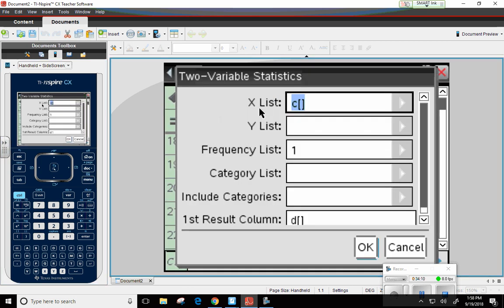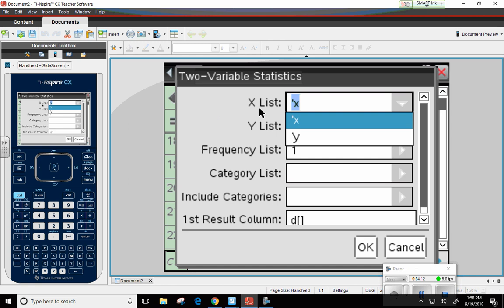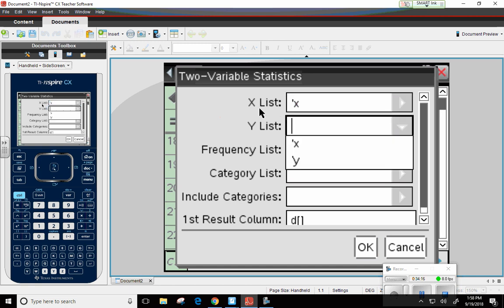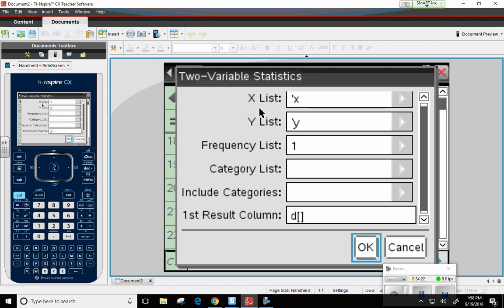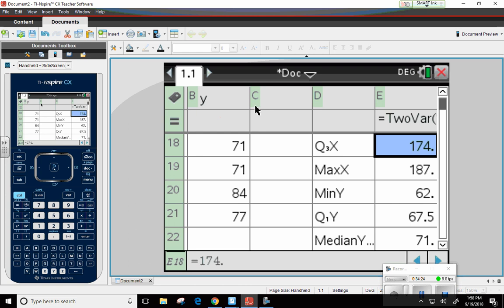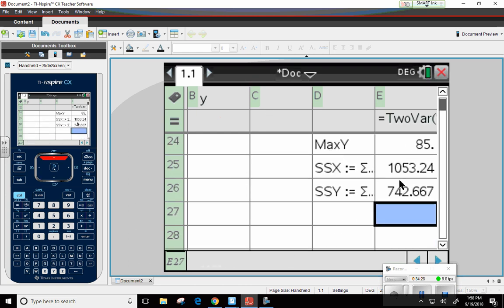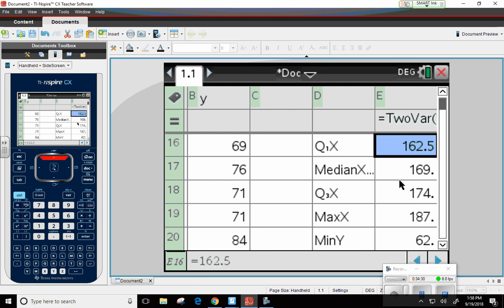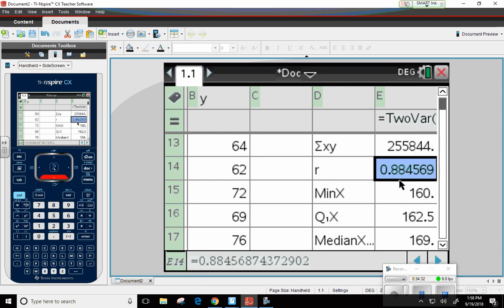All right, let's go ahead. The X list is the height, I believe, but we said it was the X. Tab, put in the Y value there. There is no frequency list, so I'm going to take care of that. And it looks like it'll appear in column D. So let's see here. Here's all my information. Oops, it's the bottom. There we go. So according to this, my Pearson correlation coefficient is roughly 0.88.